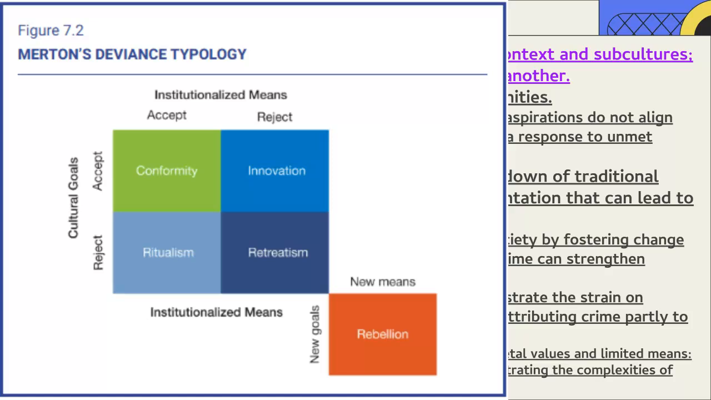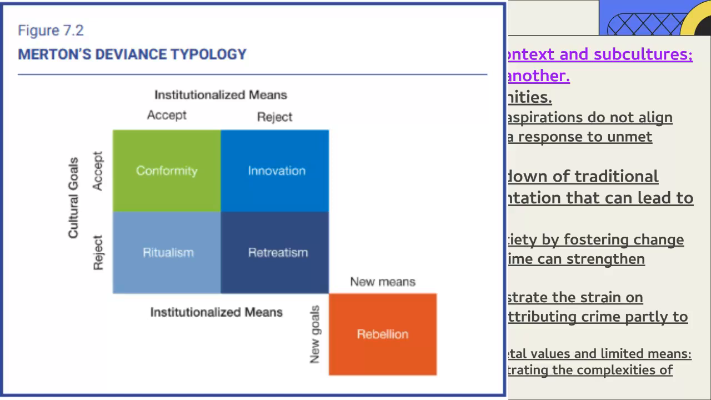Ritualists strictly follow societal rules, but without caring about the original goals behind them. For example, someone might stick with a job that provides no reward simply because they feel the need to follow the rules. Retreatists reject both the goals and the means of achieving them. An example could be a member of a self-supporting commune who rejects mainstream success.